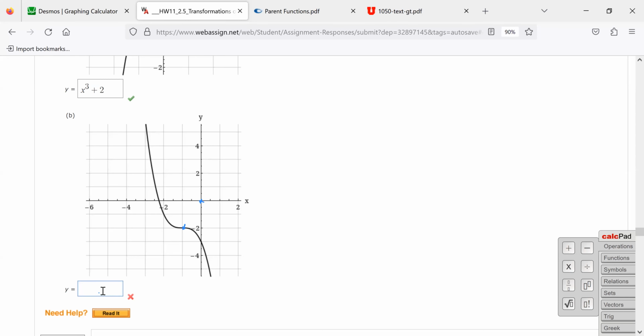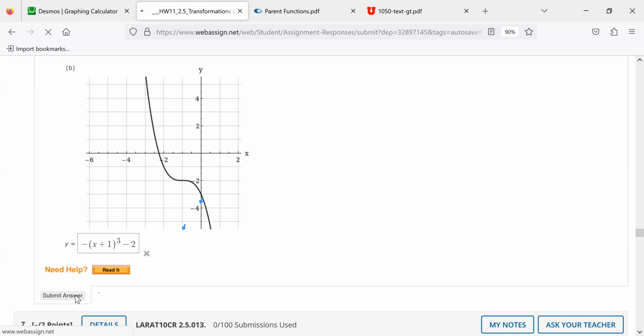Let's see. So I'm thinking if I do an x+1, that would be fine. We shifted +1 because it's to the left. It's a cubic, and we shifted down 2. Yeah, should be good.